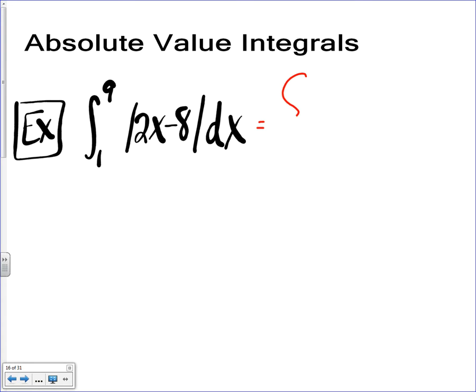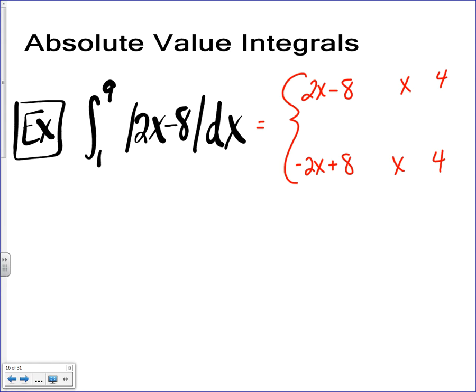So if I want to split this into two pieces, I still have the regular old positive piece and negative piece. Remember, my critical number happens where the absolute value is 0, and that happens at 4. 4 will make what's inside that absolute value be 0. So now I'm going to test something. If I test 0, I'm putting it into the original function. And if I put 0 into the original function, I get -8.